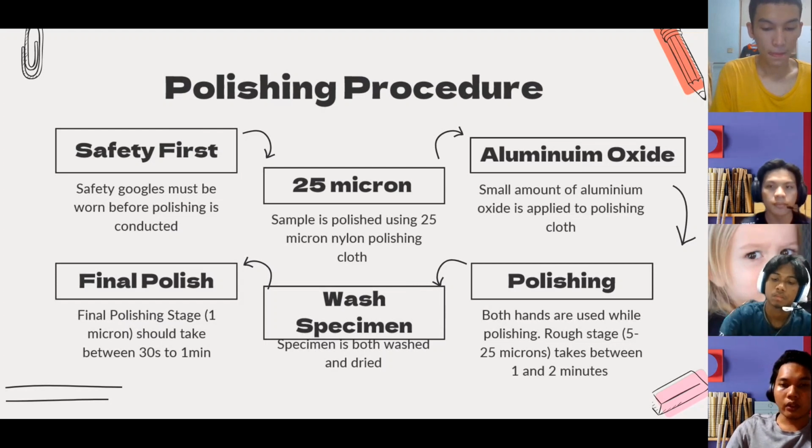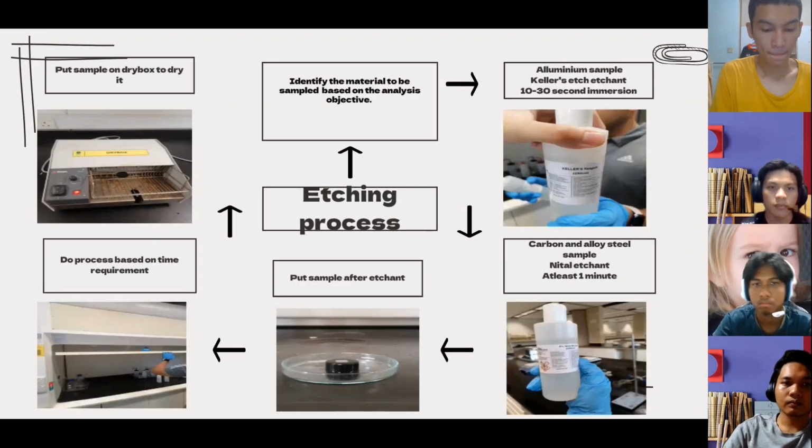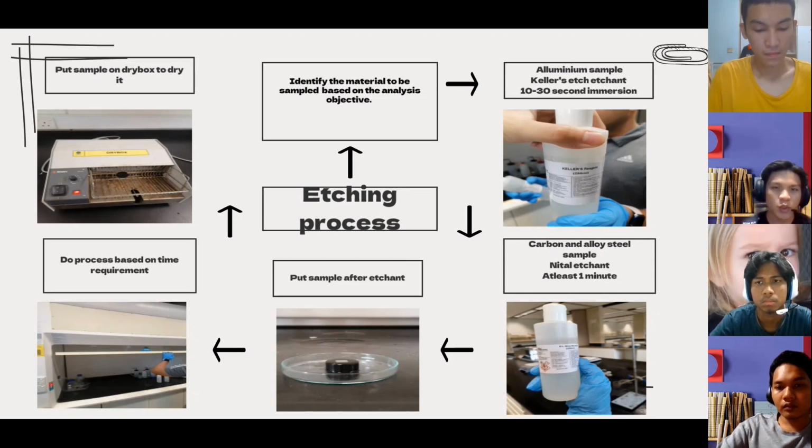Next, I will call upon Roy to explain the etching process. Alright. Etching is a process used in manufacturing and production to selectively remove material from a surface in order to create a desired pattern or shape. In this process, we use chemical etchants. Etching procedure: first, identify the material to be sampled based on the analysis objective.